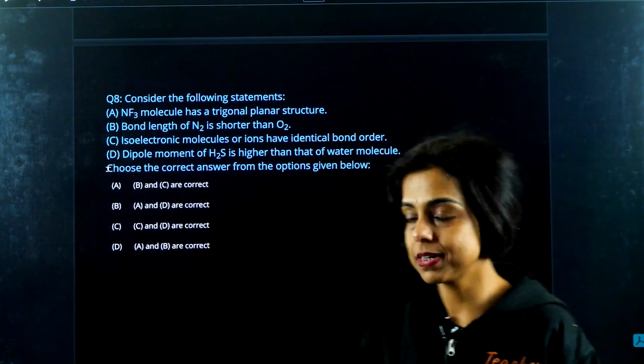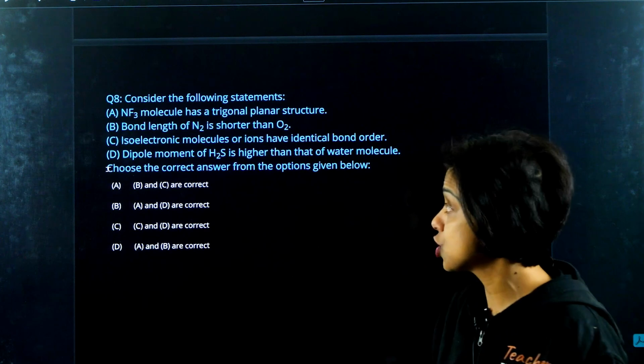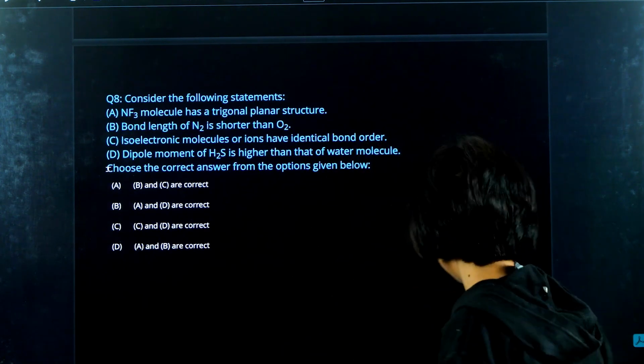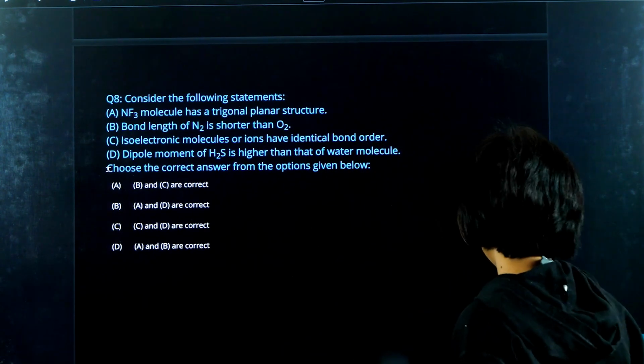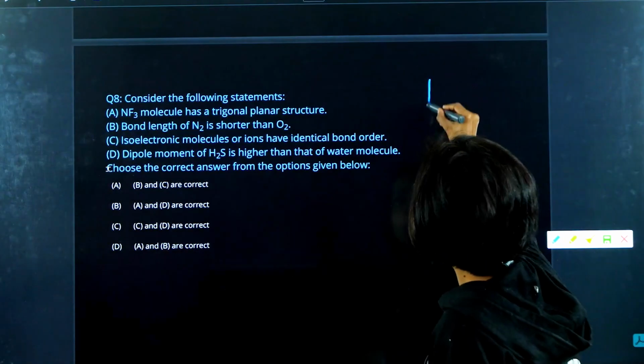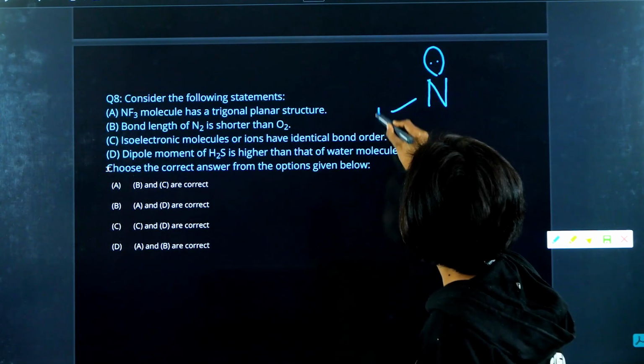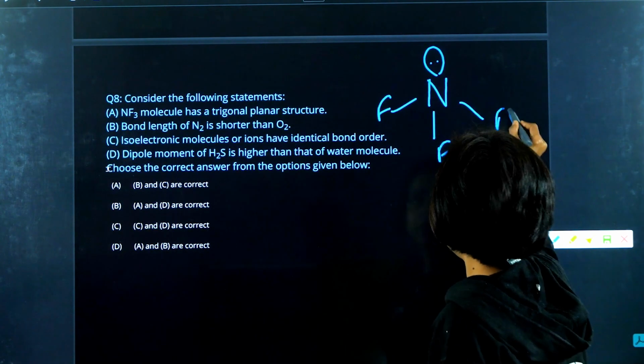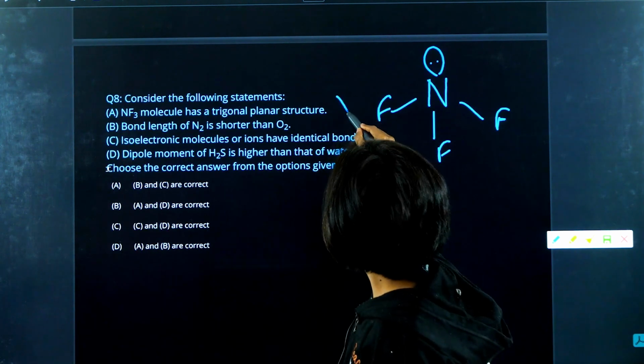The next question, question number 8. Consider the following statements. Let's check the following statements. NF3 has a trigonal planar structure. NF3 has one lone pair and three bond pairs, so a pyramidal shape it has, right? So it is not a right statement.